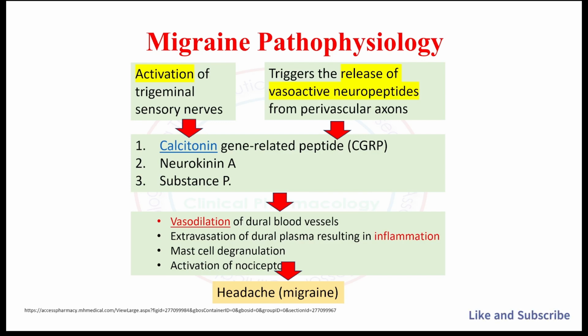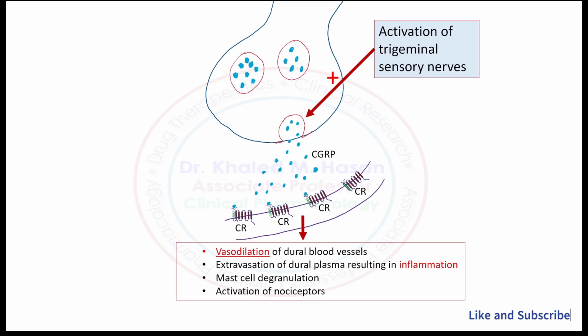Again, we need to remember what happened and why we have this, and this is our target here, calcitonin gene-related peptide. It's already covered in the previous slide. This slide demonstrates the activity of the trigeminal nerves, sensory nerves. You can see here we have the neurons. The neurons contain vesicles. Inside these vesicles we have calcitonin gene-related peptide, and these vesicles release their content in the gap.